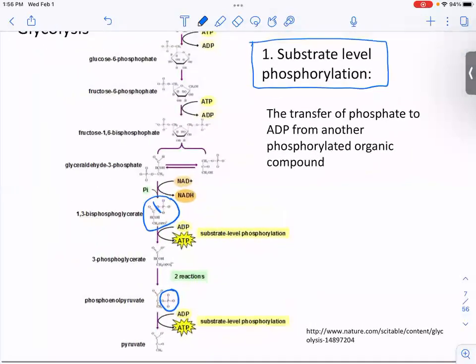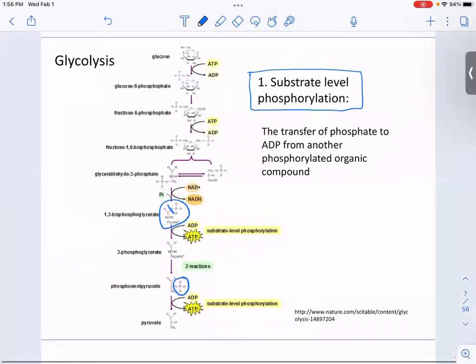Usually that phosphate that is used is from substrate metabolism. Occasionally it can be just in solution somewhere. It's not always obvious, but we get substrate level phosphorylations both in glycolysis and the Krebs cycle.